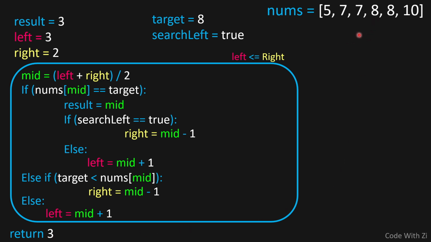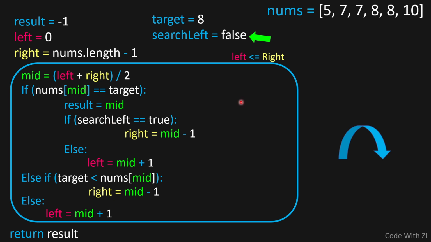Now, what about the rightmost answer? Well, you are completely right. We have to run this function again for the right side. So we're going to call the same function again, but we're simply going to make search left be equal to false, and that's it. Now let's code this in the simplest way possible.